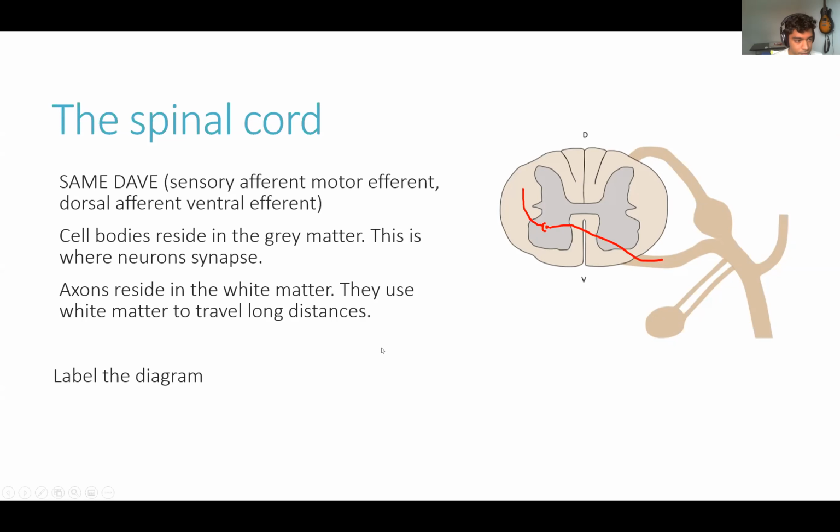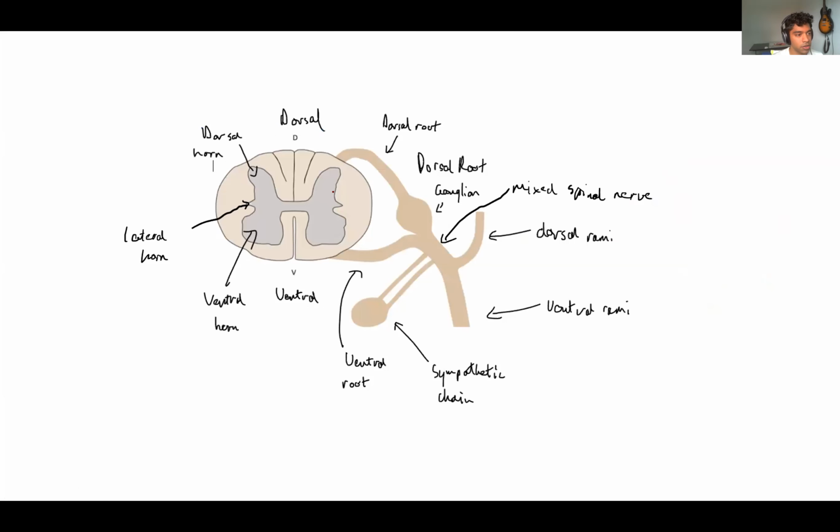All right, so this is the dorsal horn. This is the lateral horn. The lateral horn is usually where your sympathetics travel through. Your ventral horn is where your motor neurons synapse. The dorsal horn is where your afferent neurons will synapse.